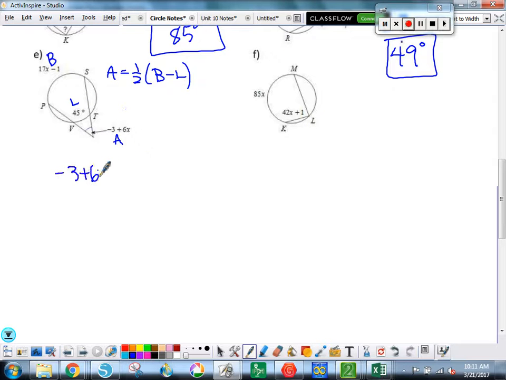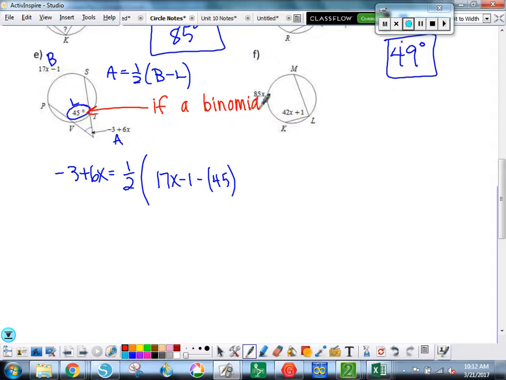The angle, which is -3 plus 6x, equals 1/2 times the big arc, minus the little arc, this should be in parentheses, minus 45. In this case, the parentheses don't matter, but what if this was a binomial? What if it was like 45 plus x? Would the parentheses matter? Yeah. Because you would have to distribute, right? So maybe make a note. Let's not change the problem, but make a note that if this is a binomial, what does binomial mean? Has two pieces, two terms, right? If it's a binomial, we have to distribute the minus, the negative. There we go. Good.